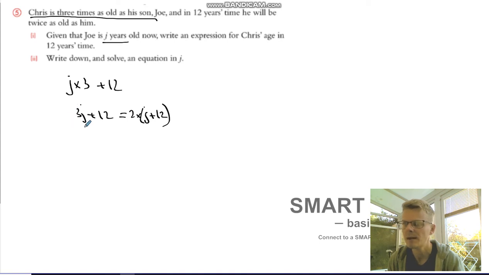So this is how old he'll be in 12 years' time using the first part of the sentence. And this is how old he'll be in 12 years' time using the second part of the sentence. And then of course, because they're both in 12 years' time, they're both equal to each other. So in solving this, if we expand this, we get 2J plus 24 and 3J plus 12. Take away 2J from both sides, gives you 1J on this side, and take away 12 from both sides, gives you 12 on that side. And there we go, got our answer.